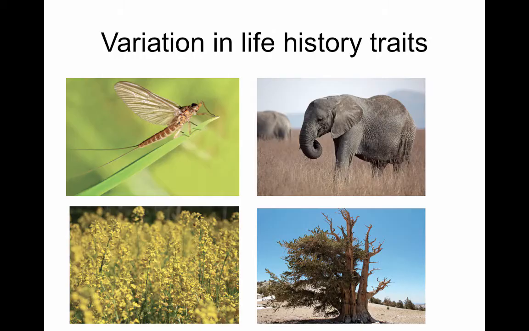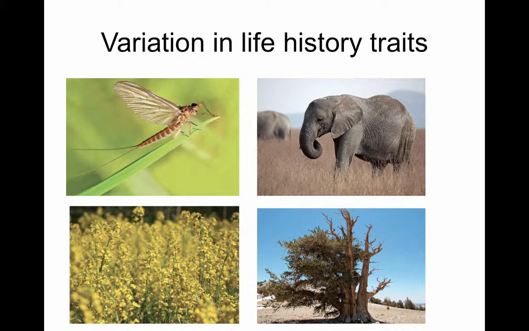So across plants, animals, even fungi and microbes, there's a lot of variation in life history traits. These are traits that indicate how long an organism lives and when important aspects of its life occur. Birth, the length of development, whether it has a larval phase, when it has children, what time of year it has children, how long it lives after having children.